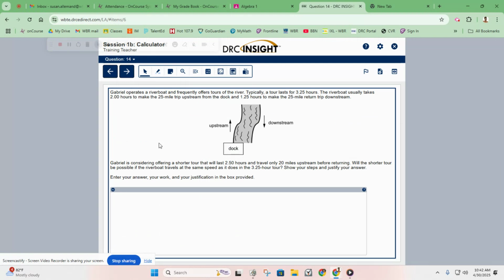Is it a current? The current. When this boat is going upstream, it's going against the current. The water is pushing it back the other direction, so it takes longer. When it comes downstream, that current is behind it, pushing it, makes it go faster.